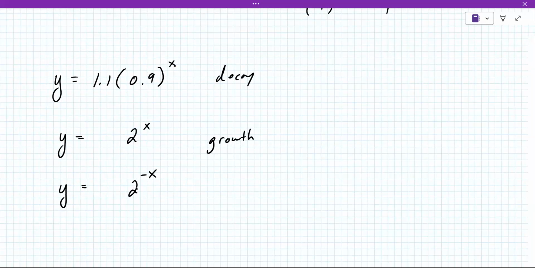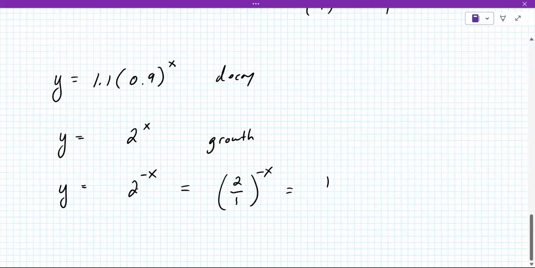So let's take a look at this. 2 is really 2 over 1 to the negative x. The negative will flip the base. I said exponent, but it flips the base, and it becomes like that. So 2 to the minus x is really 1/2 to the x power, which is decay.